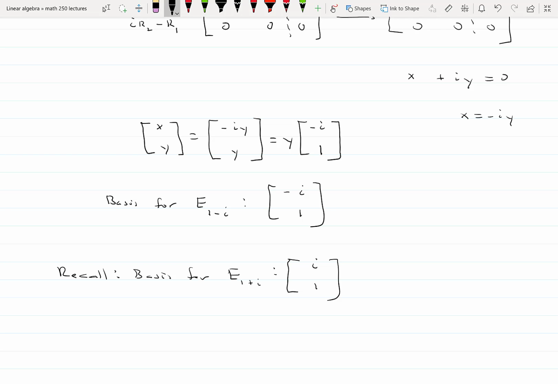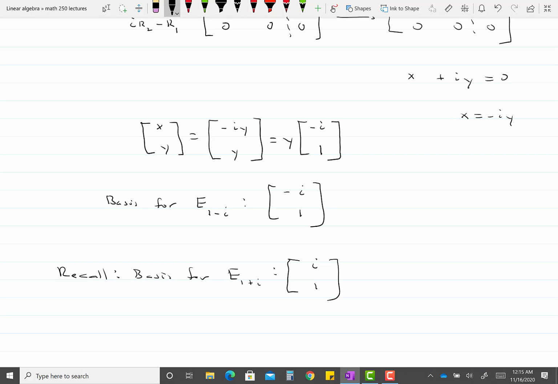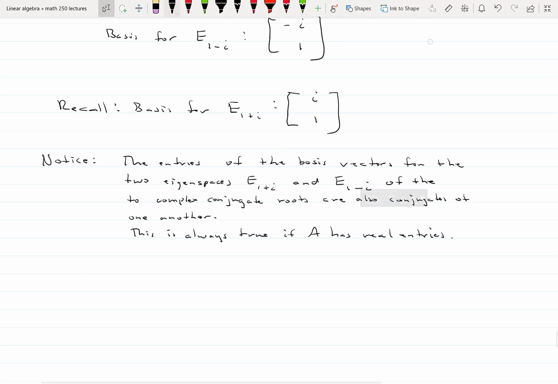I did not come out really well. So I'm going to write something really neat here. Give me a second. So I've got this in better words here. Notice that the entries of the basis vectors for the two eigenspaces E sub 1 plus i and E sub 1 minus i, of the individual complex conjugate roots, are also conjugates of one another. So notice in the column vectors, i and negative i are conjugates, and they correspond to the conjugate roots of the characteristic equation.